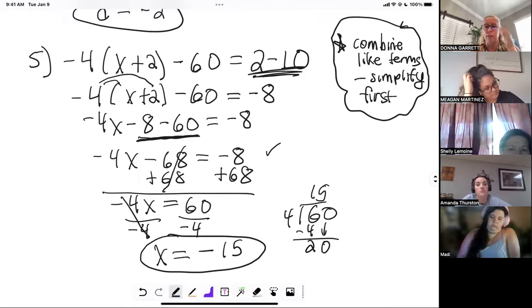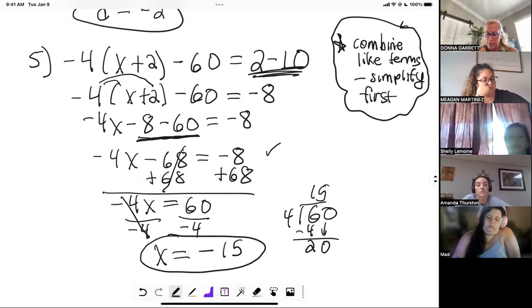You want to do opposite sign. So when you solve an equation, you want to do opposite sign. Why? Because if I add 68 to a -68, it makes 0, right? Which means it goes away. That's why I put this line through it. It's going to become 0.